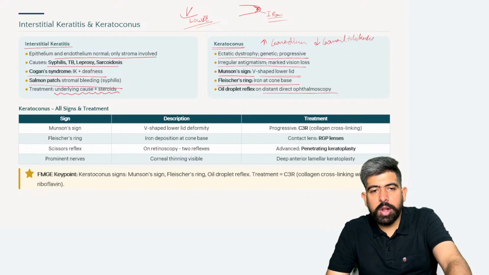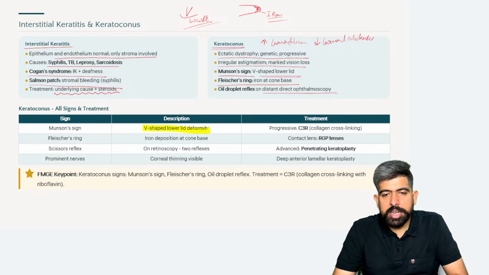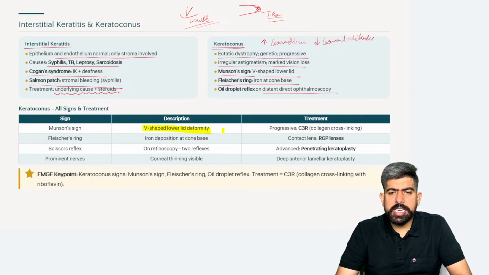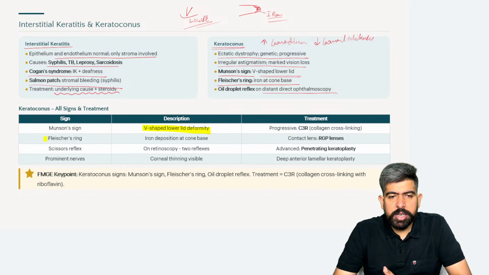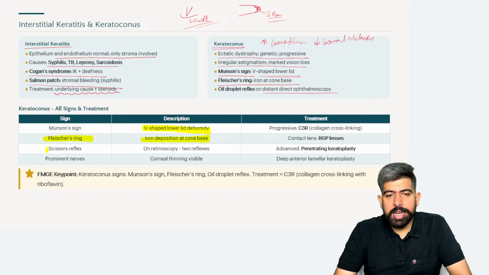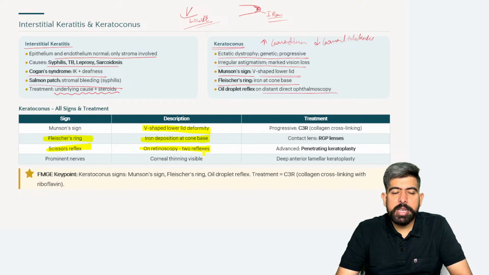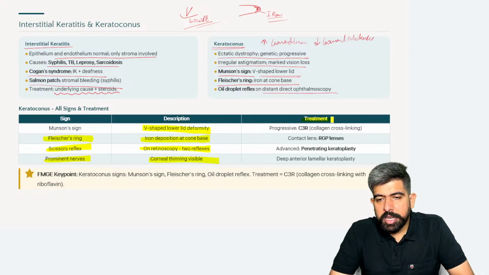In keratoconus, let's go through all the signs. The Munson sign, which we already talked about, is the V-shaped lower lid deformity. The treatment part we will talk about later. The Fleischer ring is iron deposition at the cone base. The scissor reflex is seen on retinoscopy, and there are prominent corneal nerves and corneal thinning. Treatment should be done in this condition.